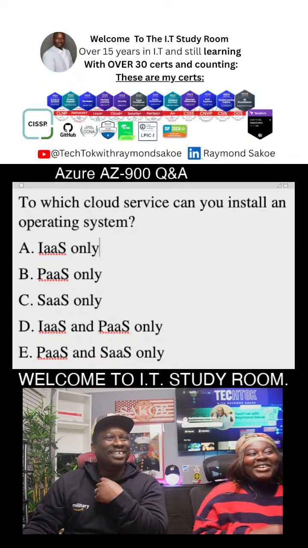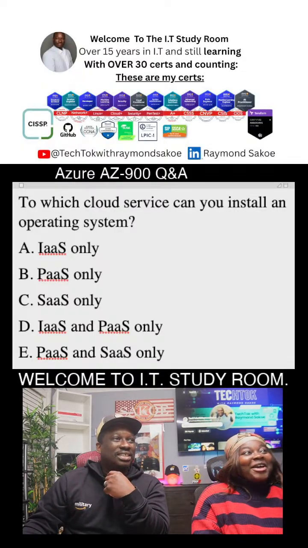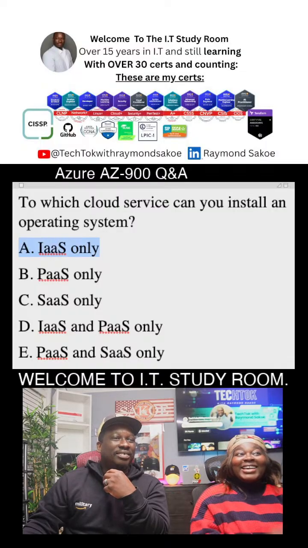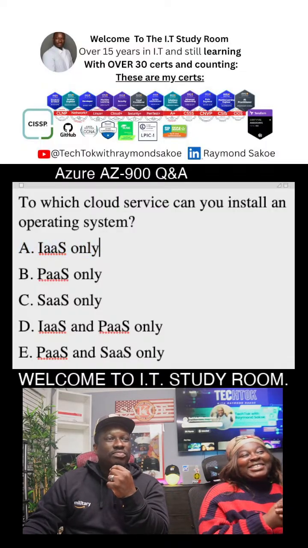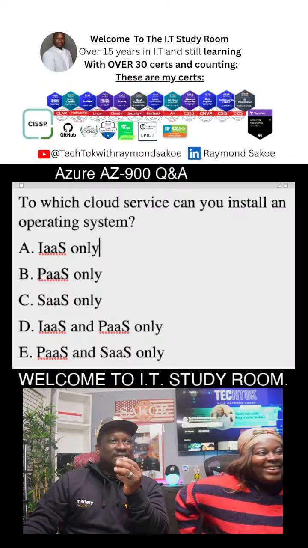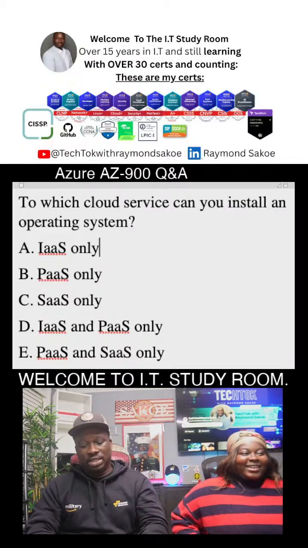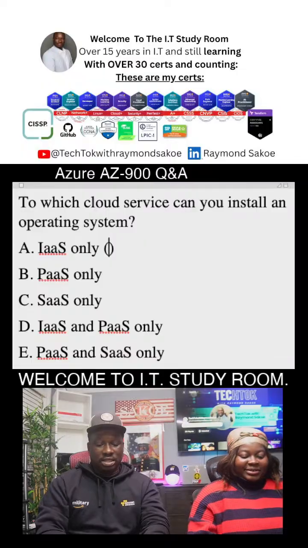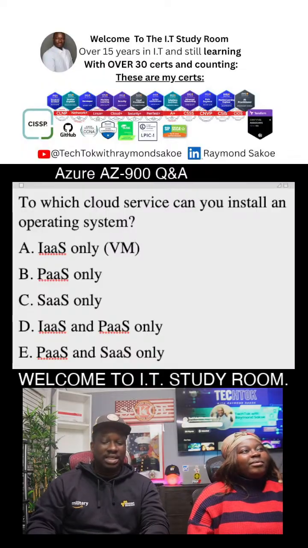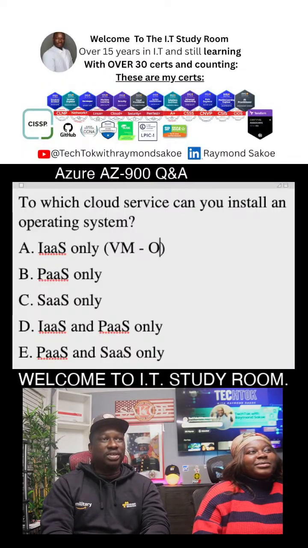What was the answer? Yeah, so the answer is A. Yeah, I took somebody's answer though. Infrastructure as a service, right? That is what allows you to install a virtual machine, and in this case, you select your operating system.